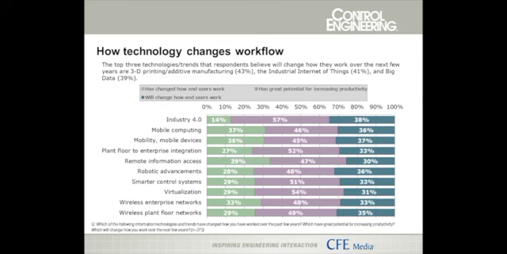Again, continuing on the same information, the top 3 technologies and trends that respondents believe will change how they work over the next few years are 3D printing and additive manufacturing at 43%, industrial Internet of Things at 41%, big data at 39%, although Industry 4.0, mobility, and mobile computing and robotics follow closely on that 3rd spot, all within the margin of error.